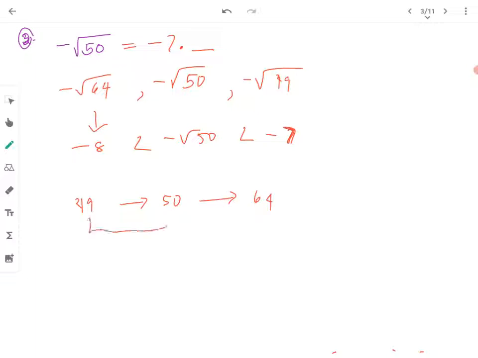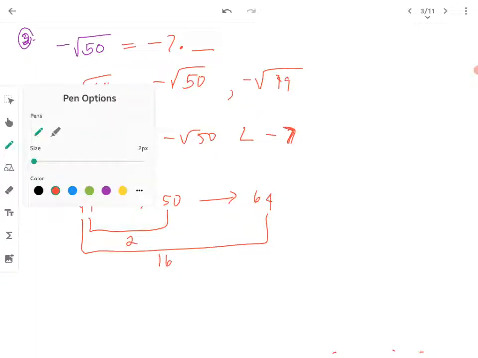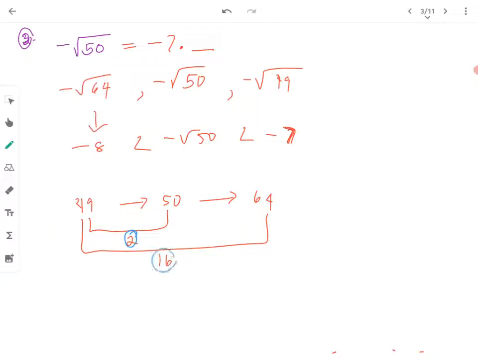So from 49 to 50, we have 2 units, 49 and 50. Then from 49 to 64, we have 16. That's 49, 50, 51, 52, 53, 54, 55, 56, 57, 58, 59, 60, 61, 62, 63, 64. It's 16. Meaning our fraction is 2 over 16. So that gives us 2/16, which is 1/8.